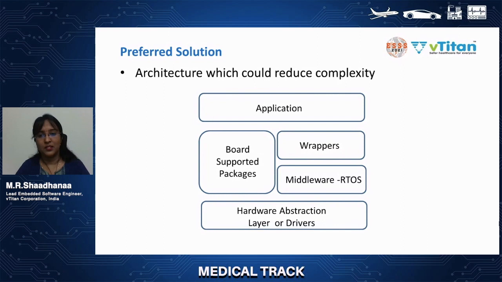Why do I need wrappers for my RTOS? My RTOS is third-party software that could be upgraded continuously. So when I have to use the latest version of the RTOS, if I have used the RTOS directly in my application, I have to change my entire application. But if I have wrappers in between, I can modify only the wrappers, whereas my application is left untouched. This is one of the proposed solutions which I feel has reduced the complexity.